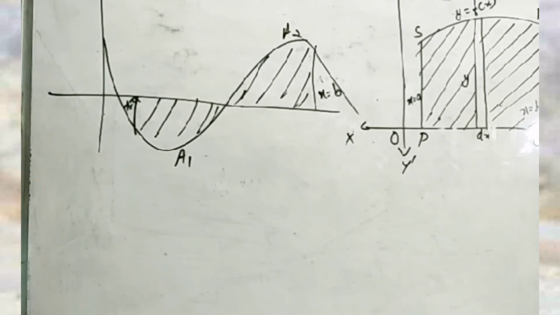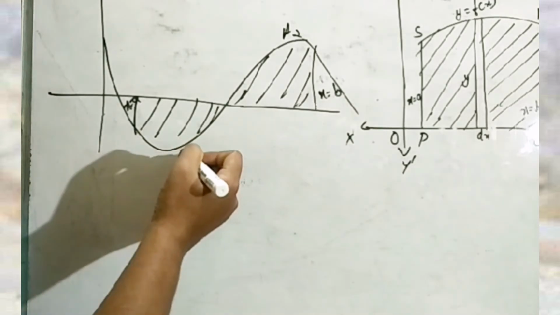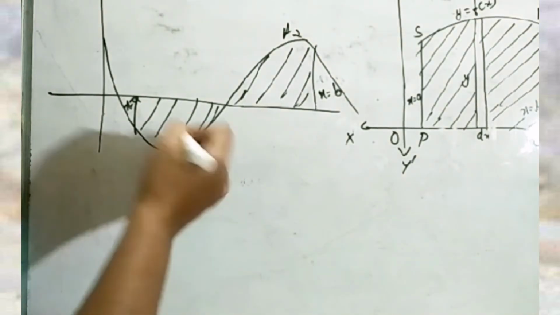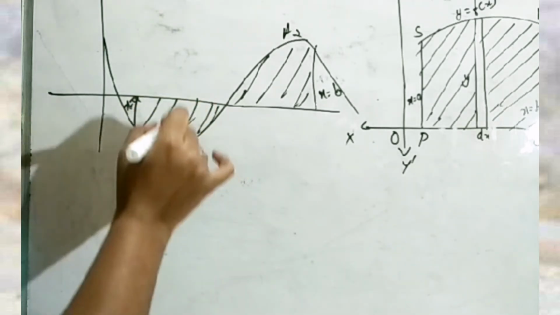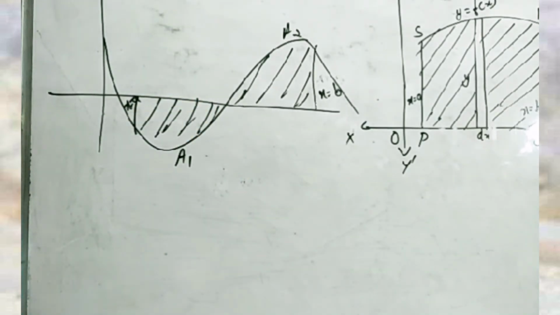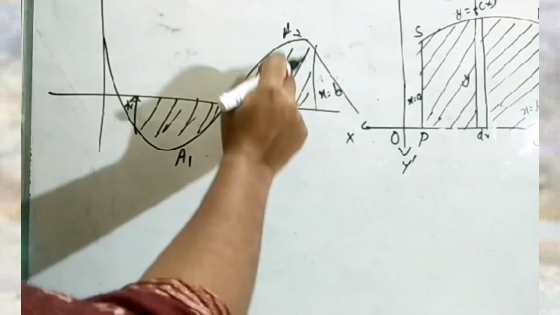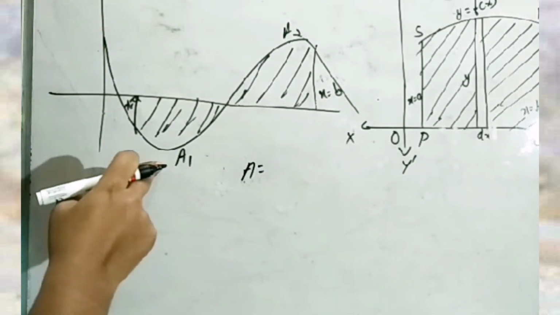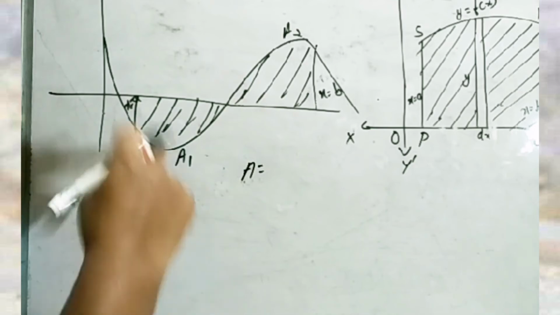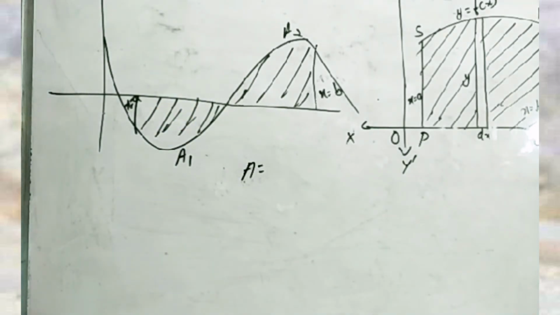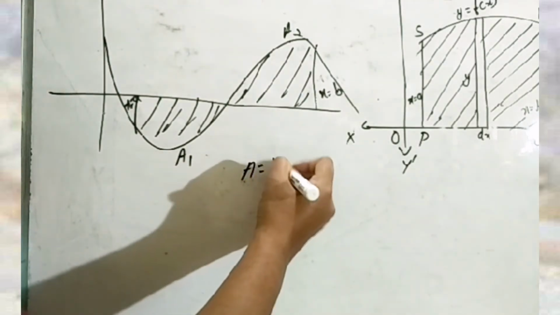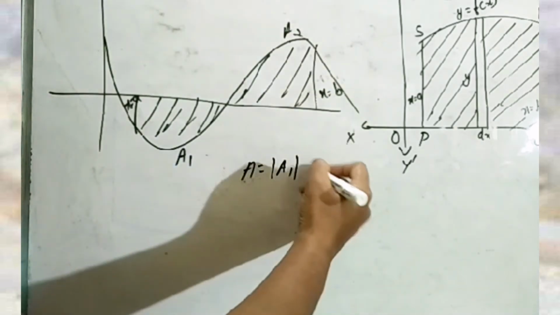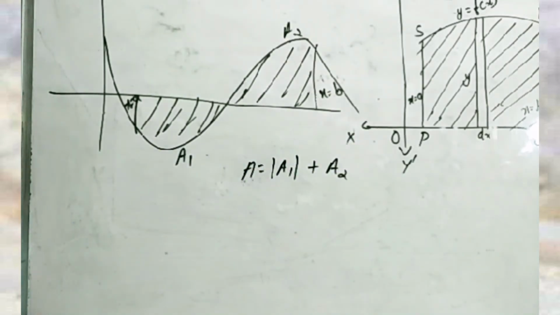So in this case, A1 represents the area of the shaded region which lies below the x-axis, and A2 represents the area of the shaded region which lies above the x-axis. Then the total area, since A1 is the value of the area which lies below the x-axis, that A1 should be negative. So here we need to take modulus A1. Absolute value of A1 plus A2 will give the area of that shaded region.